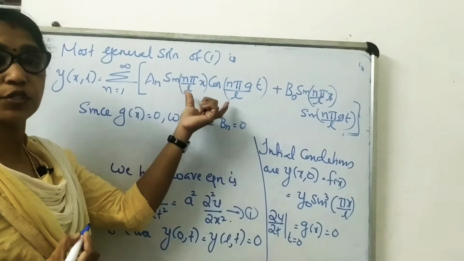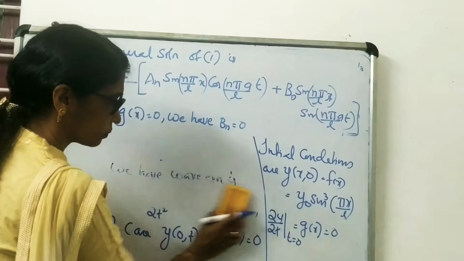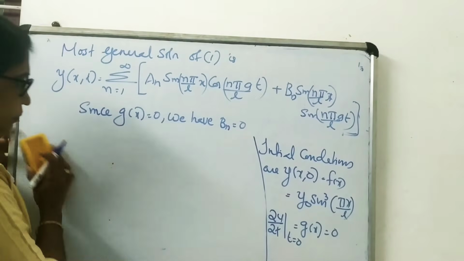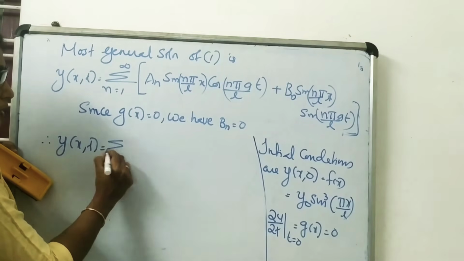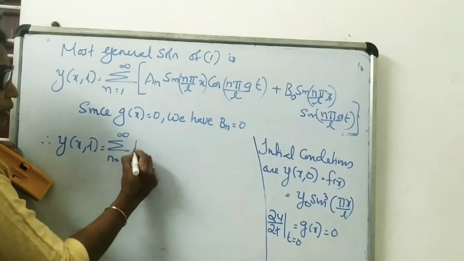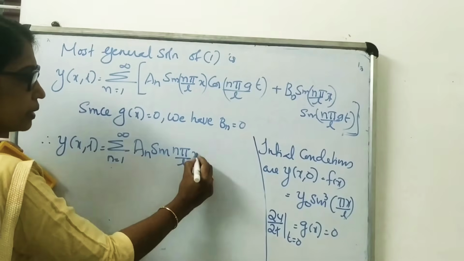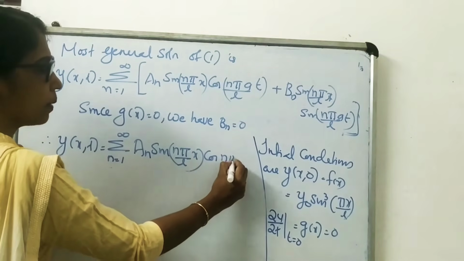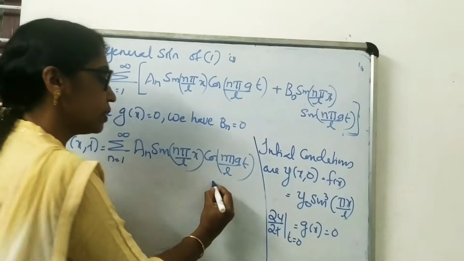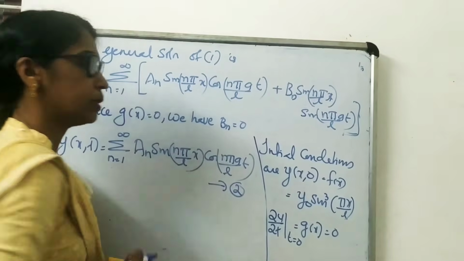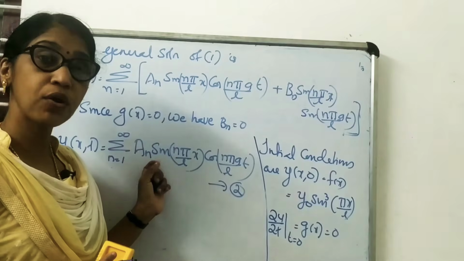Therefore this solution becomes y(x,t) = sigma n equal to 1 to infinity a_n sin(n pi x / l) cos(n pi a t / l). So this is the solution of this given question. Now we have to find out what a_n is, that is, the coefficient.